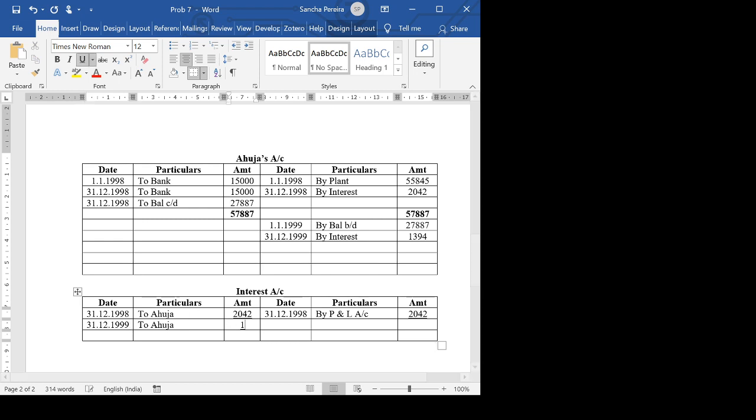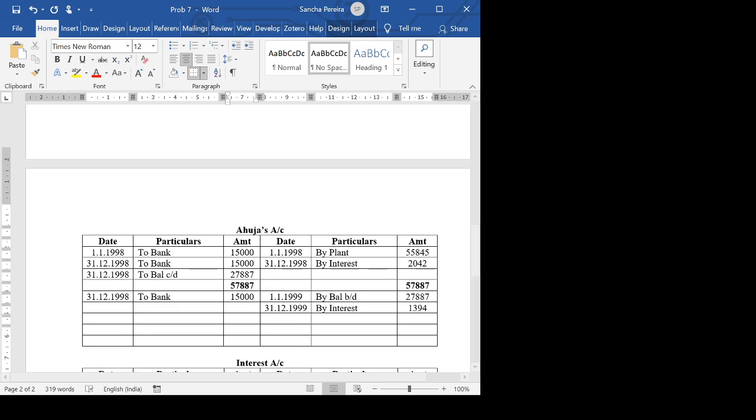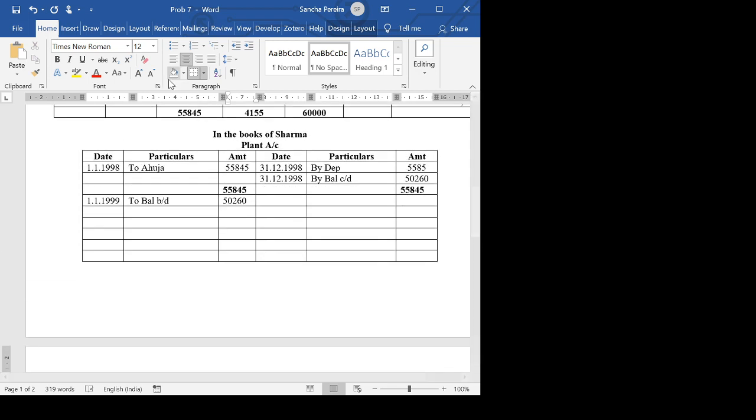Amount of interest is 1394. Once the interest is posted, make the payment of the installment, 31st December 1998, to bank. Our installment is the same, 15,000. Okay, and finally pass the entry for depreciation. So 31st.